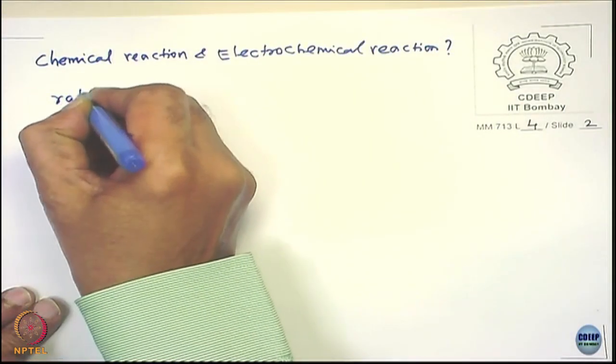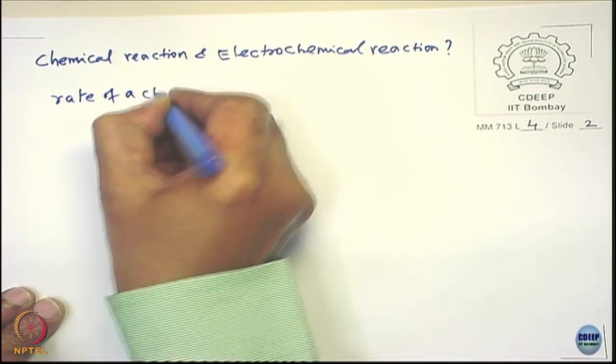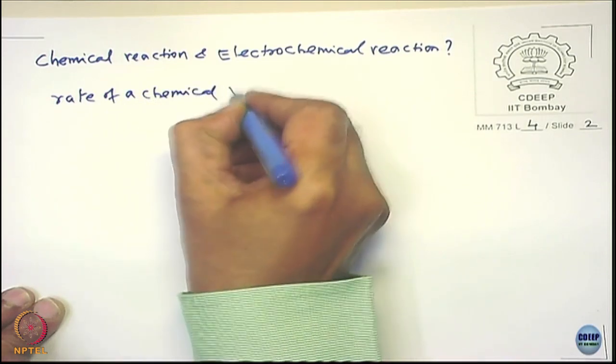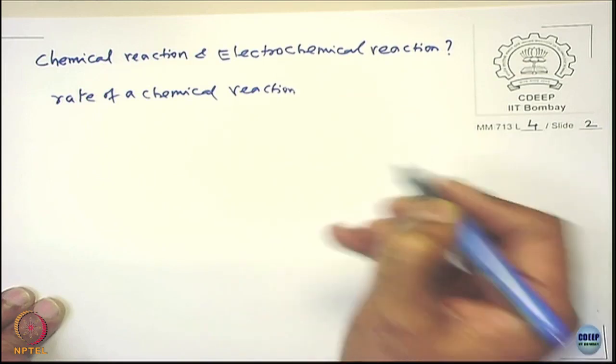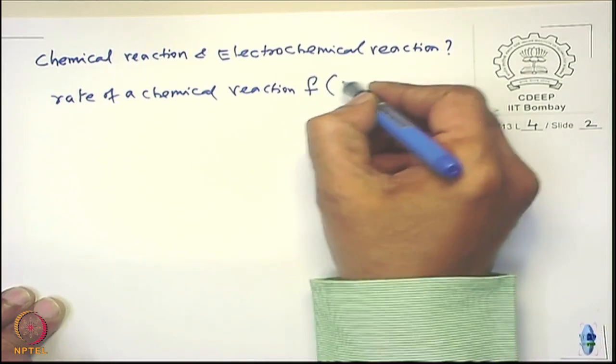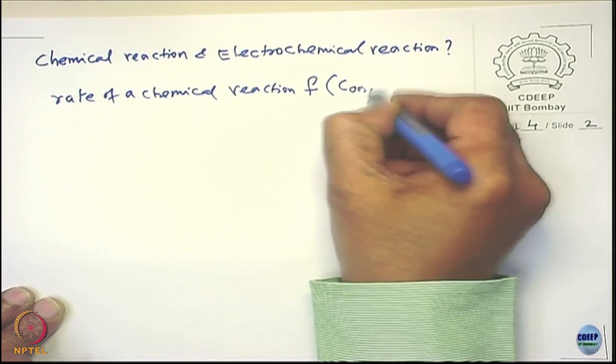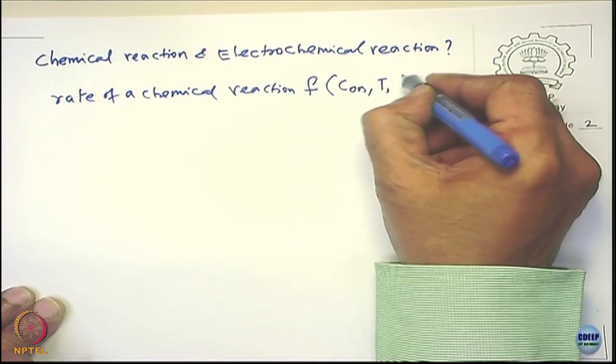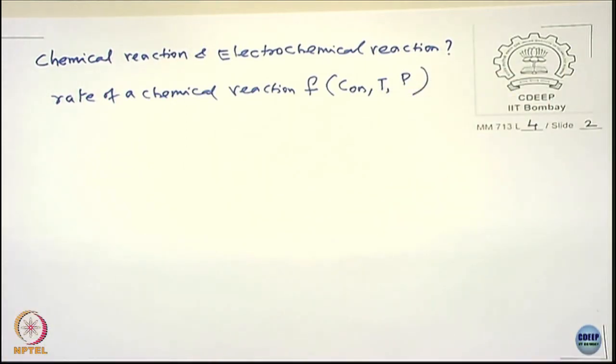Concentration, temperature, pressure. I can talk about temperature, pressure, activity, order of reaction and so on. Okay. So, the rate of a chemical reaction is a function of what? Function of concentration, temperature, pressure. The rate equation is what you use, right.